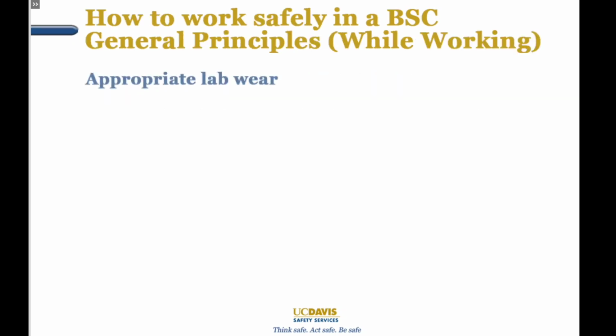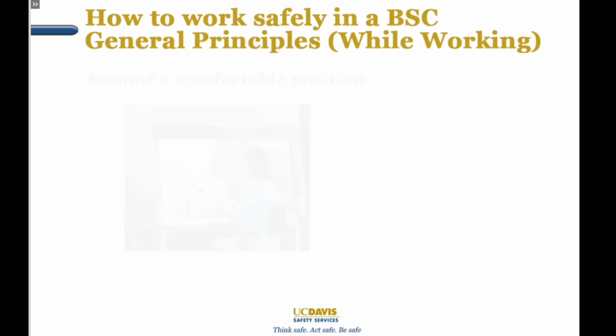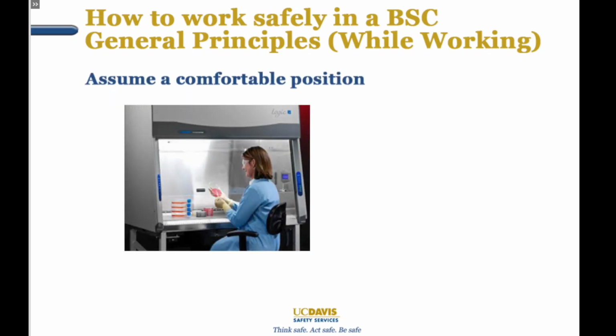The following are some general principles for actually performing work in the BSC. Use an appropriate lab coat, for example, a barrier lab coat when working with bloodborne pathogens, that has a tight-fitting cuff, ribbed elastic cuffs, for example, or tuck the lab coat cuff underneath the glove. This will reduce chances of knocking over materials and supplies inside the BSC. Since you may sit at the BSC for an extended period of time, you will want to sit comfortably in front of the cabinet and in such a way as to minimize airflow disruption with your forearms.